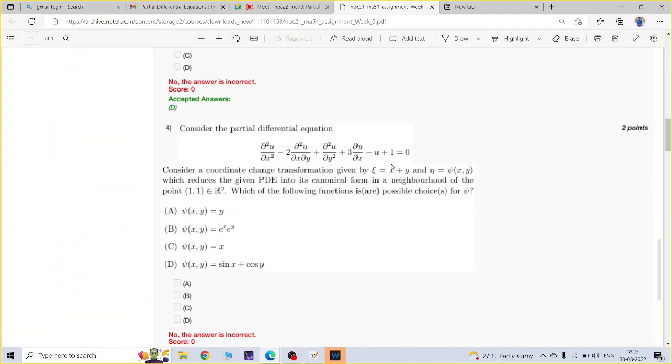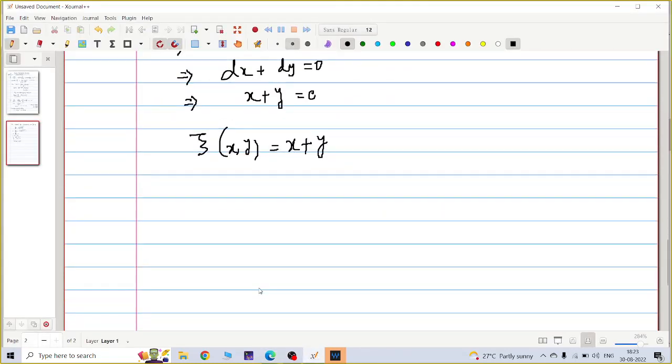Last time it was of hyperbolic type, so there were two equations and you got xi and eta. But here it is of parabolic type, so you got only one equation. Now eta is what? What are the possible choices? Can you tell me what should be the condition for xi and eta? Anyone?